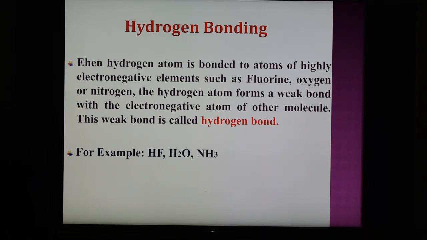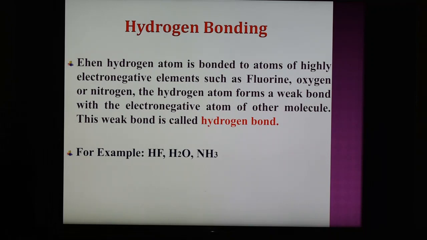For example, hydrogen fluoride. The hydrogen atom forms a weak bond with the fluorine atom of the neighboring molecule. Therefore, in the case of HF molecules, the hydrogen atom of one molecule and the electronegative fluorine atom of the other molecule form a weak bond, and it is denoted by the symbol dash dash. In other words, the hydrogen atom acts as a bridge between two molecules, holding one molecule by covalent bond and the other molecule by hydrogen bond. The hydrogen bond is represented by this dashed symbol because it is a weak bond, while the covalent bond is represented by the solid line.